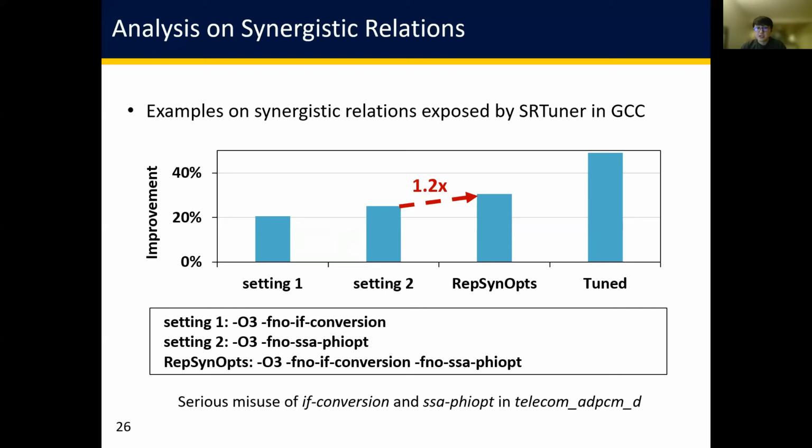disabling each optimization individually, we could immediately achieve more than 20% of speedup. Due to their synergistic relationship, disabling both together improves the performance by 1.2 times.